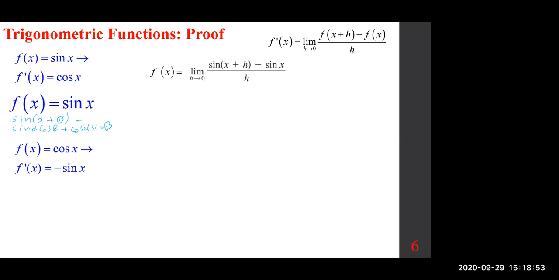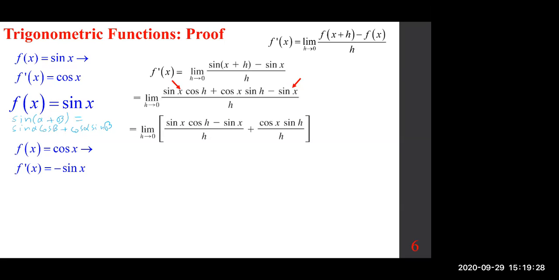But anyways, so that becomes sine x cosine h plus cosine x sine h minus sine x over h as h approaches 0. So I hope you see where it comes from. It simply comes from this sine of sum, okay? All right, we are going to put the first and the last together, this one and this one together. And as you can see, sine x can be factored out.